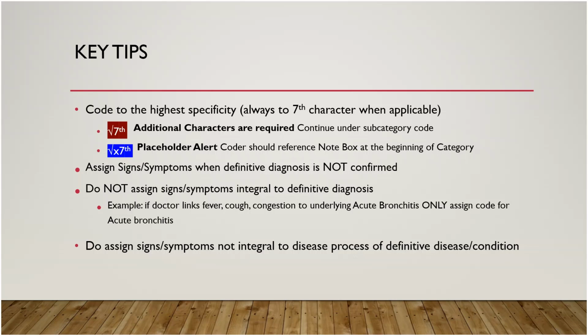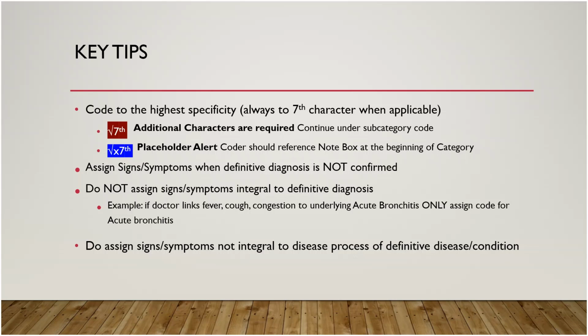As far as what you should and should not assign, when it comes to signs and symptoms, if we don't have a definitive diagnosis, meaning the patient presents with cough and congestion, and that's all it said, and they run tests, they did lab work as well as maybe a chest x-ray, and at the end, the doctor simply said that the patient had a cough. You would code the signs and symptoms and nothing else, because we do not have the definitive diagnosis as the underlying cause of those signs and symptoms. You do not want to assign sign and symptom codes that are integral to that definitive diagnosis.